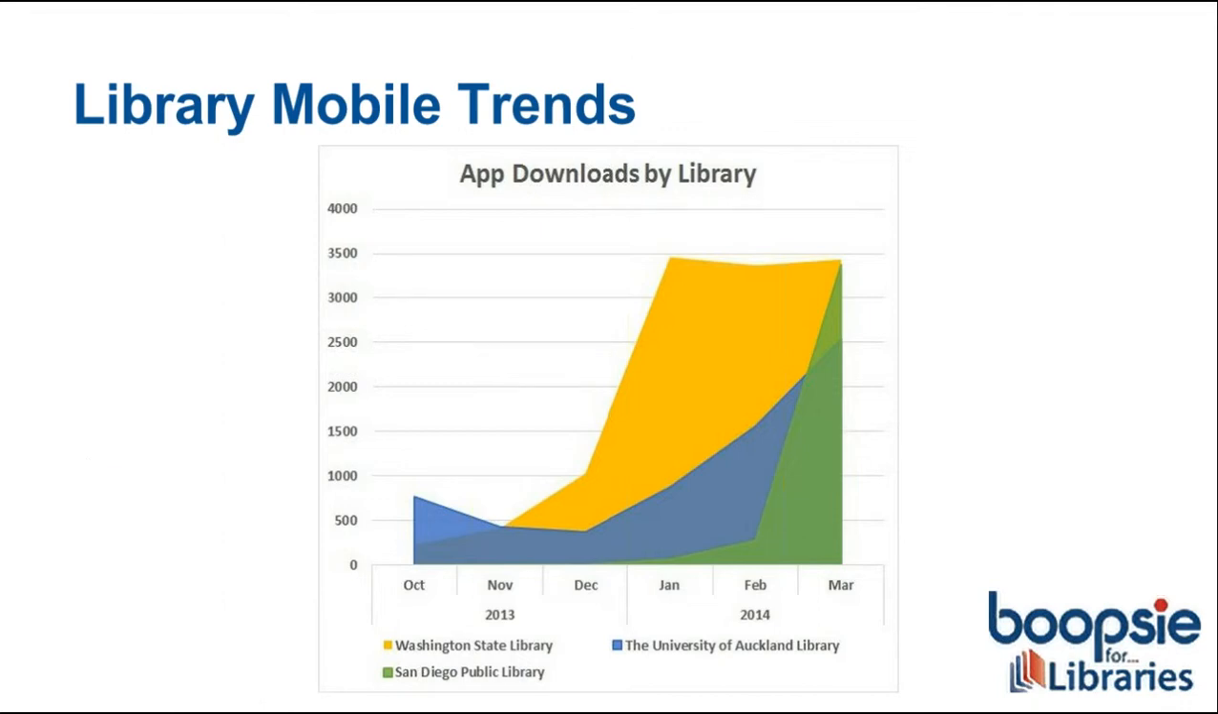Okay, so here's a quick graph we did a couple of months ago, showing some really cool trends in 3 different libraries, 3 very different types of libraries. So Washington State Library is a statewide app, and it was funded by a large grant from the Paul Allen Foundation and the state of Washington, where they put almost every single library in the state into one app. So you might have seen it. It's called Library Now, and you can check it out at wa.boopsie.com.